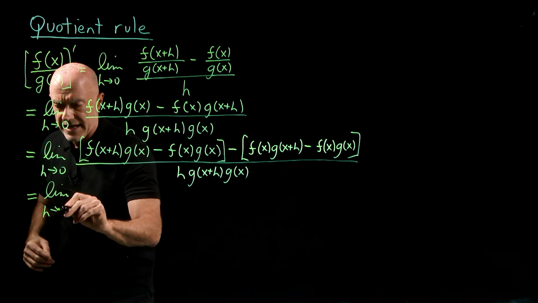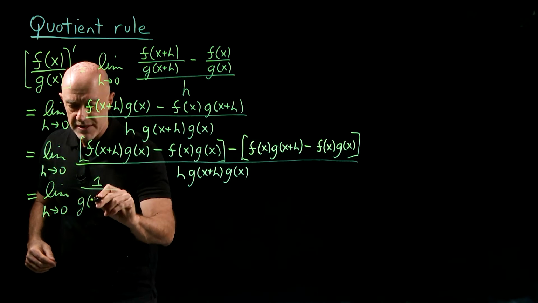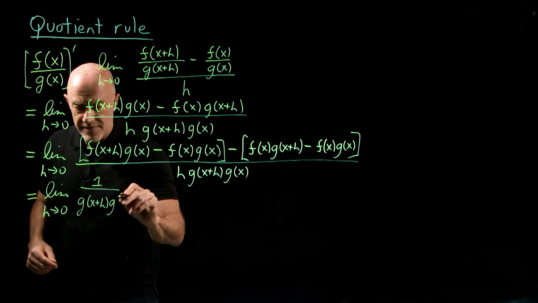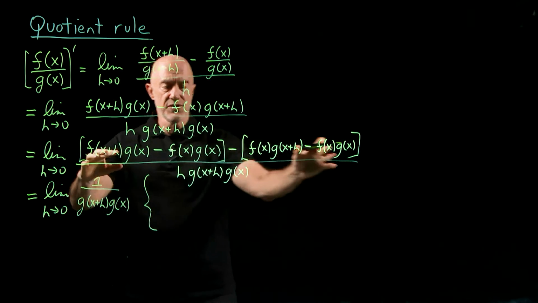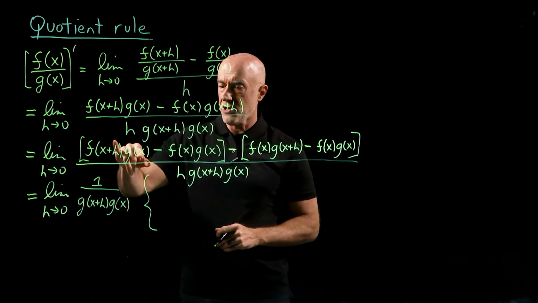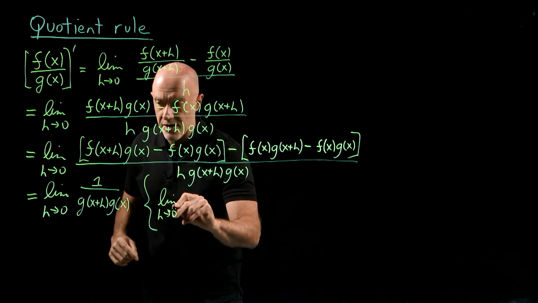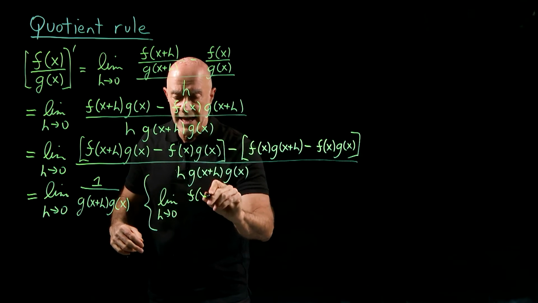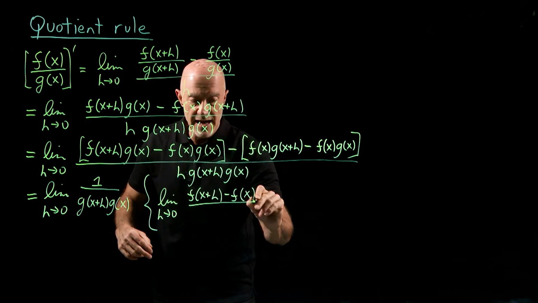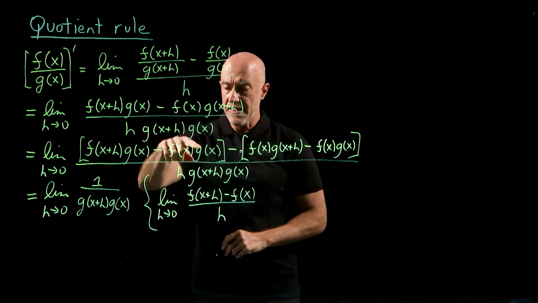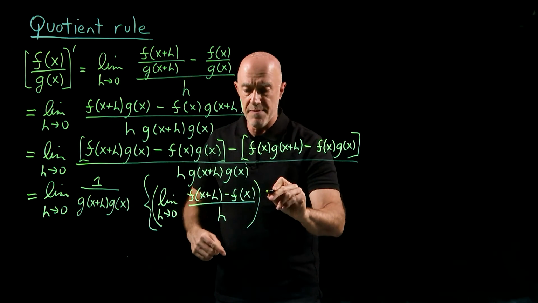So that's the limit as h goes to 0. We can take the 1 over g of x plus h times g of x. And that whole thing can multiply these two pieces. So the first piece, we have a limit as h goes to 0. We have f of x plus h minus f of x divided by h. And all of that limit here, that's our derivative, is multiplied by g of x.